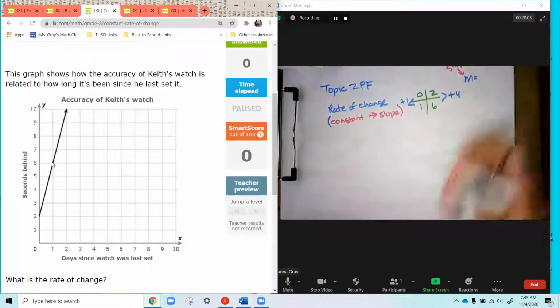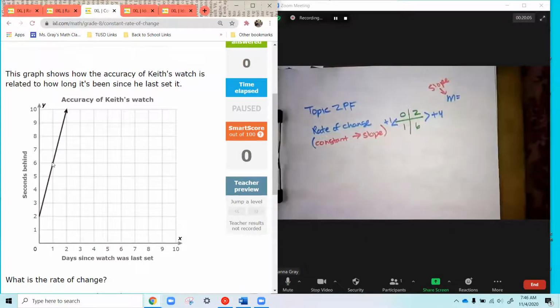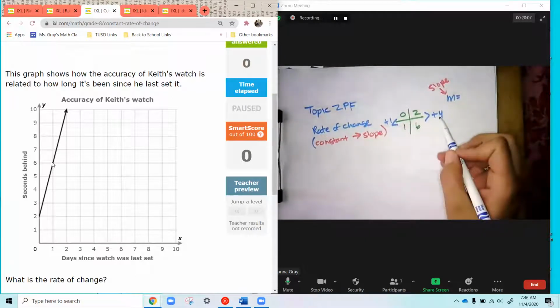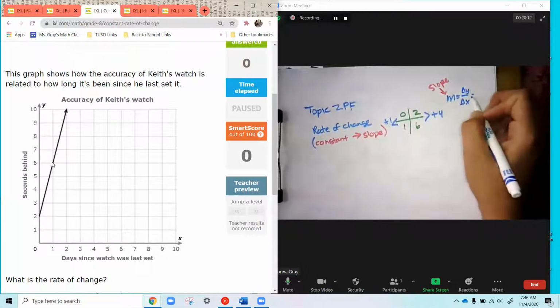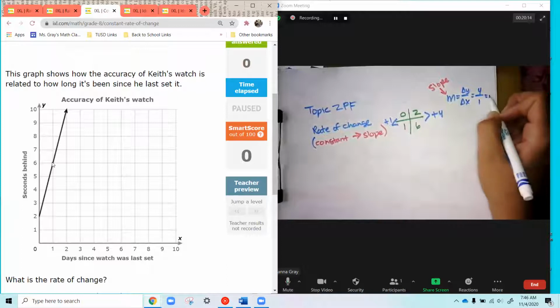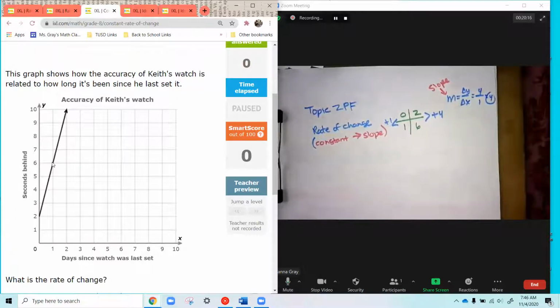You'll see this lots of times throughout the years. So slope, we call that m, is going to be the change in y over change in x, just like always. So 4/1, so 4 in this bucket.